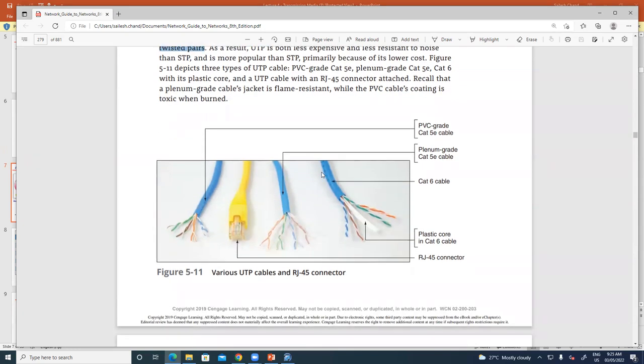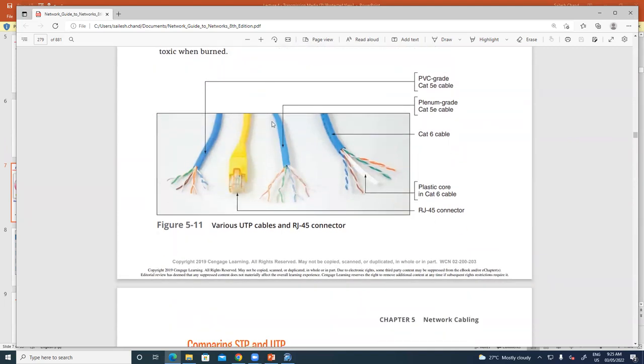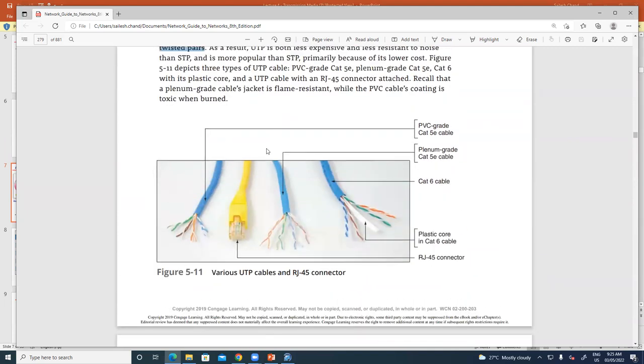Right. Given an example here, the first example is the PVC grade Cat5e cable. The second or the third one here is the plenum grade. The plenum grade is flame resistant, while the PVC cable's coating is toxic when burned.